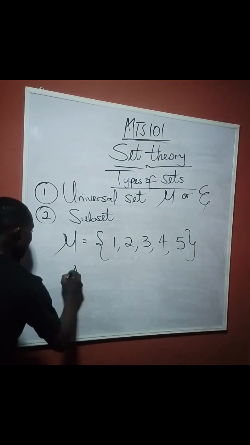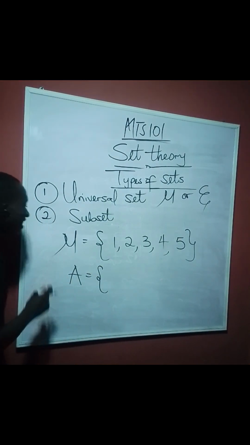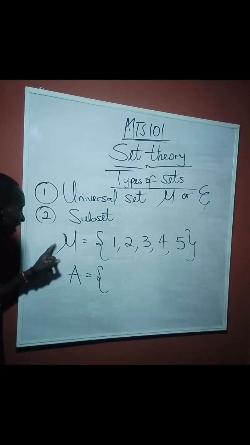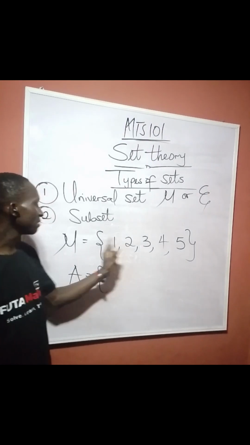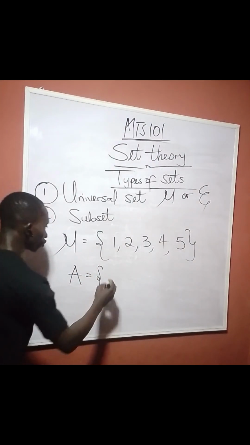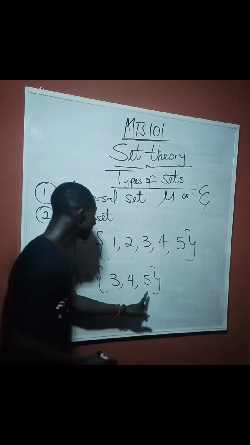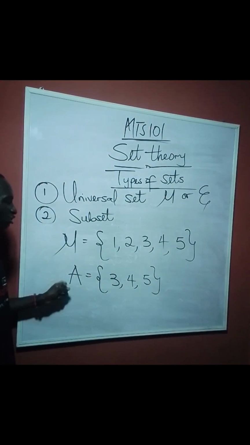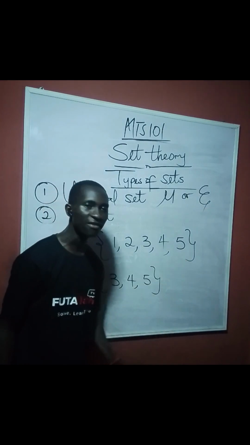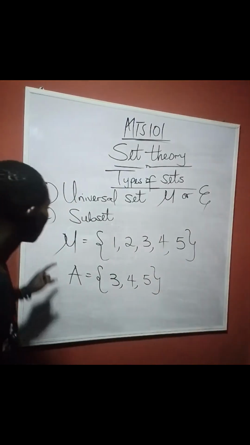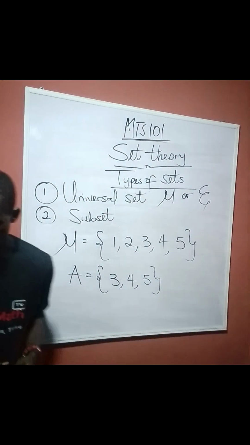And you have A to be a subset of the universal set. That means that a subset of a universal set is a set that contains a fraction of the elements of what? The universal set. So this could just be 3, 4, and 5. Having 6 here will make A not a subset of what? The universal set, because the universal set contains only 1 to 5. Do you get what I'm saying now? So this is what we call a universal set, and this is what we call a subset.